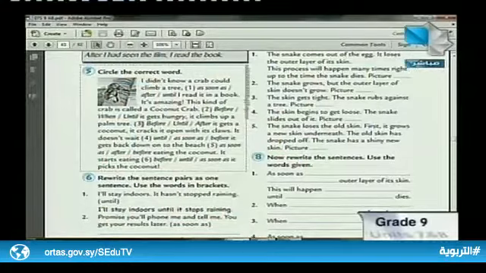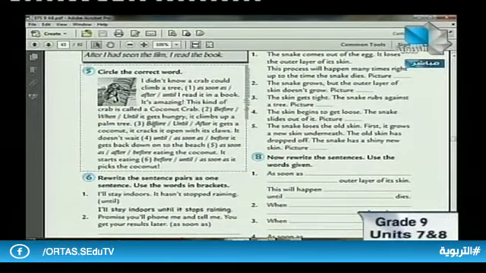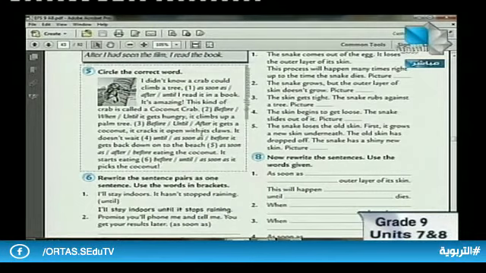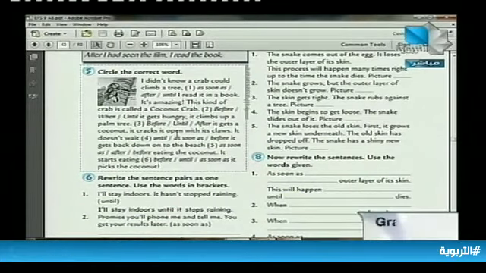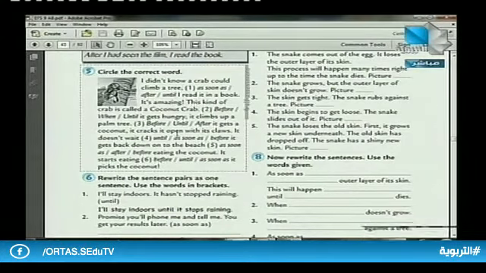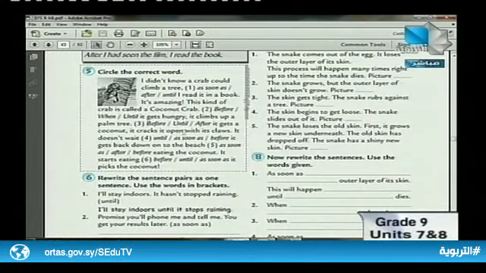Number 3. Before, until, after. It gets a coconut, it cracks it open with its claws. So here we have to use after. After it gets a coconut, it cracks it open with its claws, because it cannot open it without having it. So it should first get the coconut, and then it can open it with its claws, right?